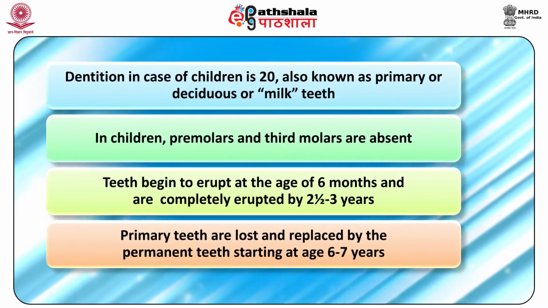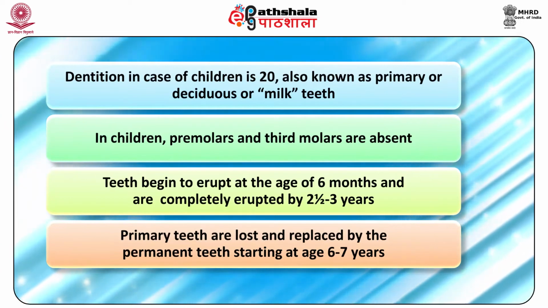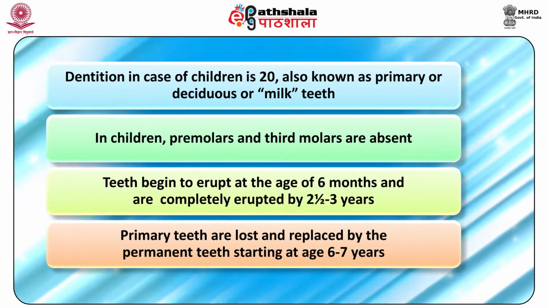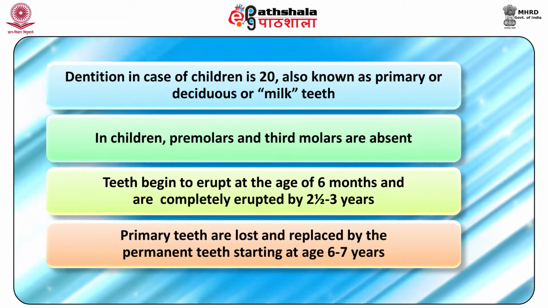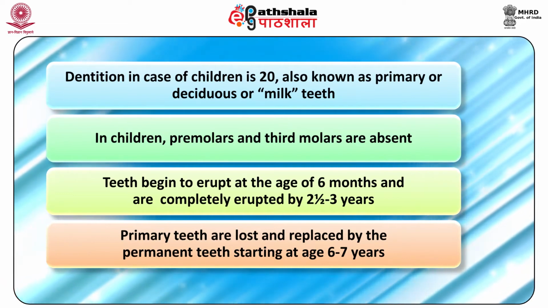The dentition in children is 20 teeth, and these are also known as primary, deciduous or milk teeth. In children, premolars and third molars are absent. These teeth begin to erupt at the age of 6 months and are completely erupted by the age of 2.5 to 3 years. Primary teeth are lost and replaced by the permanent teeth starting at the age of 6 to 7 years. In the universal system, primary teeth are labeled by letters A through T.